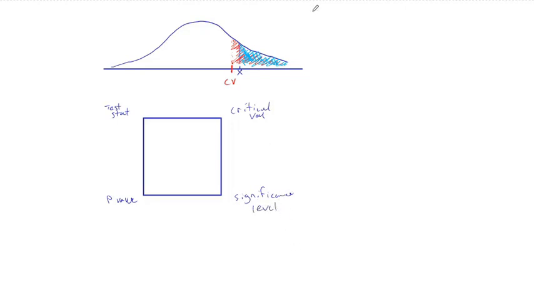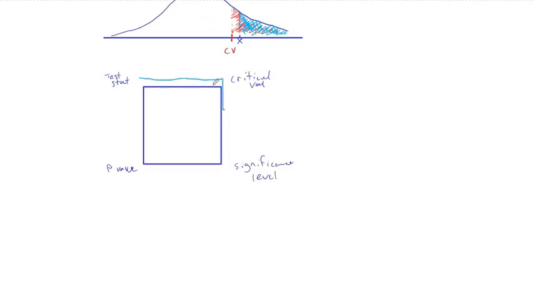Now, the way these things work together is, in the critical value method, we are comparing these two. And in the p-value method, we compare these two. So let me say that again. In the critical value method, we compare the test statistic to the critical value. In the p-value method, we compare the p-value to the significance level.